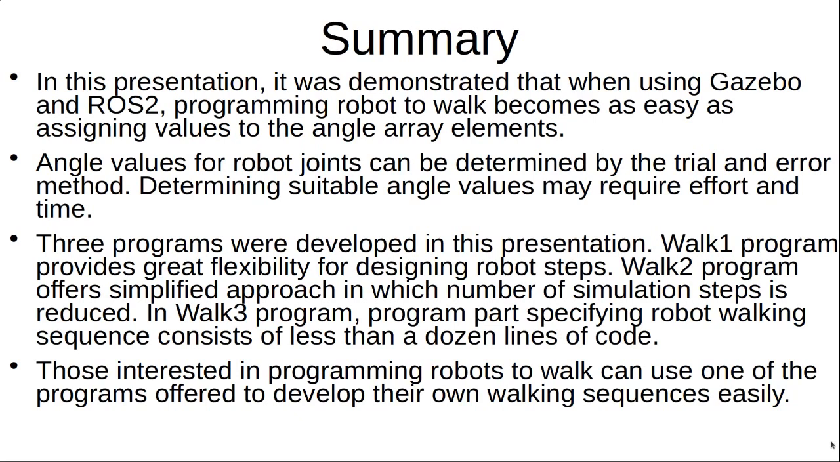Summary. In this presentation, it was demonstrated that when using Gazebo and ROS2, programming a robot to walk becomes as easy as assigning values to the angle array elements. Angle values for robot joints can be determined by the trial and error method. Determining suitable angle values may require effort and time. 3 programs were developed in this presentation.